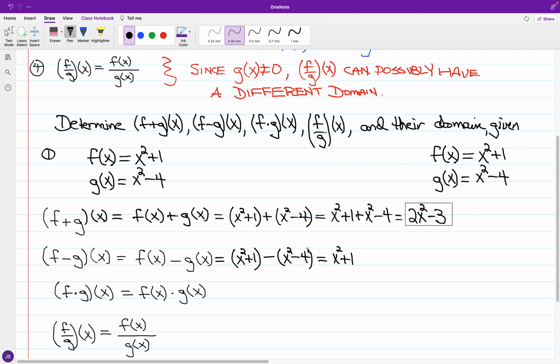And with g of x, which is being subtracted, x squared minus 4 will be changed over to negative x squared plus 4. And combining like terms, notice you have x squared and negative x squared, so we have additive inverses. These will cancel out, and we have 1 plus 4, which is going to be 5. So the result here is going to be a constant.